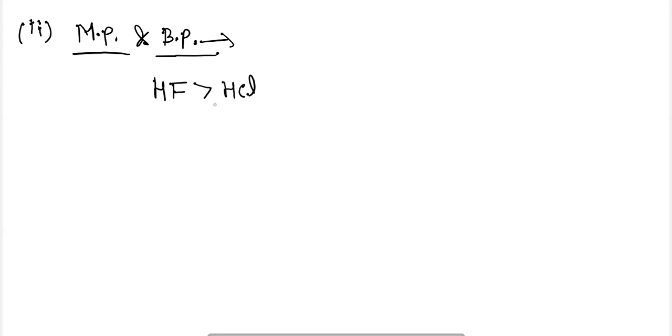Okay, and due to extensive intermolecular hydrogen bonding, the other halides show negligible hydrogen bonding. They do not show as much hydrogen bonding as is shown in HF, and due to this reason the boiling point for HF is 293 Kelvin, while HCl and HBr have a lower boiling point in comparison. They have a lower boiling point, and the reason is the presence of hydrogen bonding.